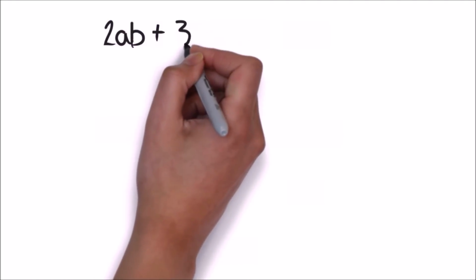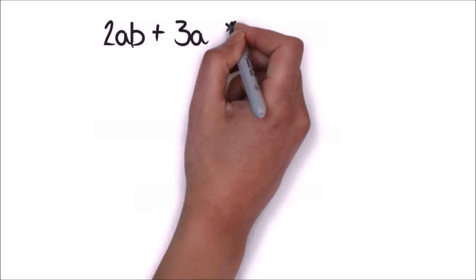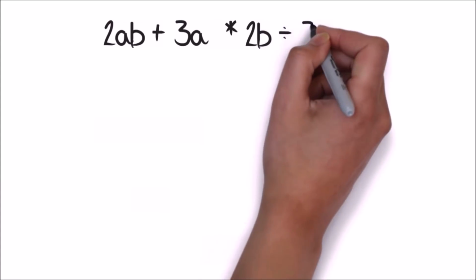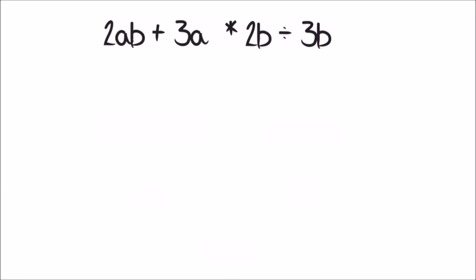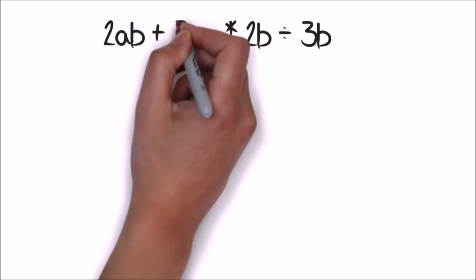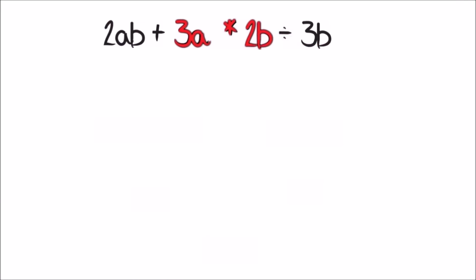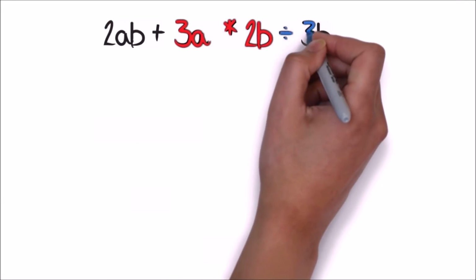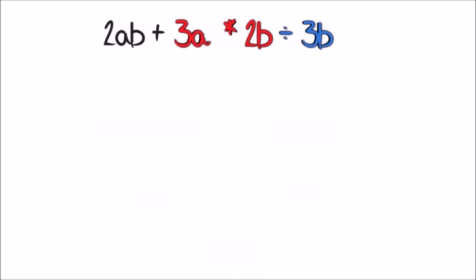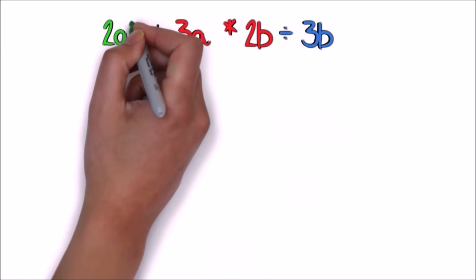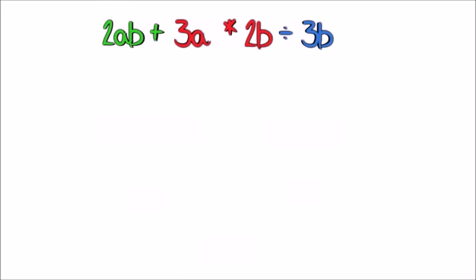Let's look at a more detailed problem. When we have 2ab plus 3a times 2b divided by 3b, we know we have to do the multiplication and division first from left to right. We will work on the 3a times 2b first. Then we divide by 3b. Then we add our answer to 2ab.